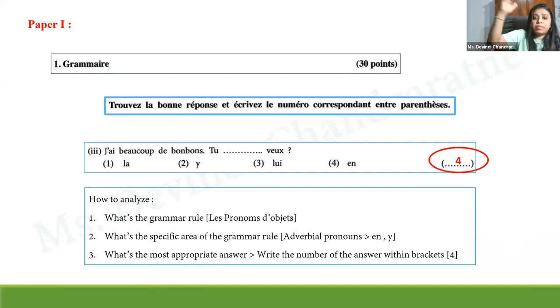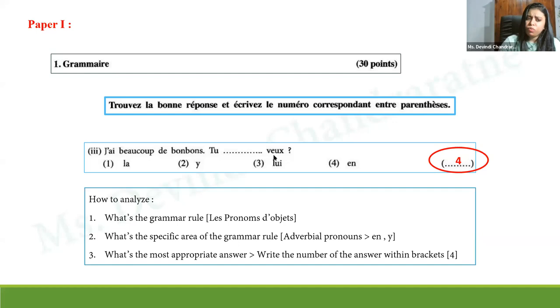First the grammar rule, then specify the grammar rule, and only then choose the appropriate answer. So here we are choosing answer four, because "beaucoup de bonbons", when you simplify it by replacing it with the object pronoun, you get "en". If I translate this, "j'ai beaucoup de bonbons", I have a lot of sweets, "tu en veux?", do you want some?